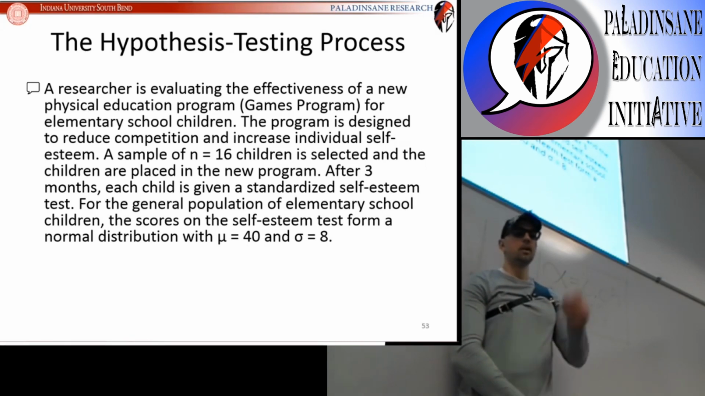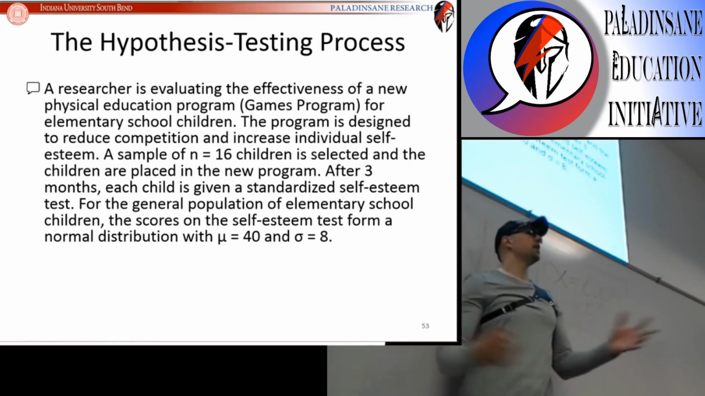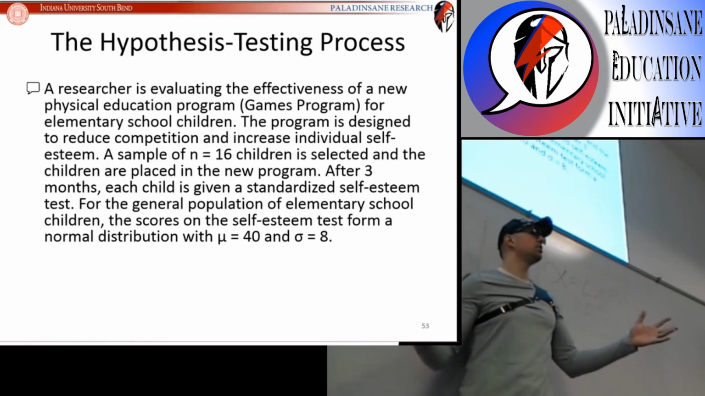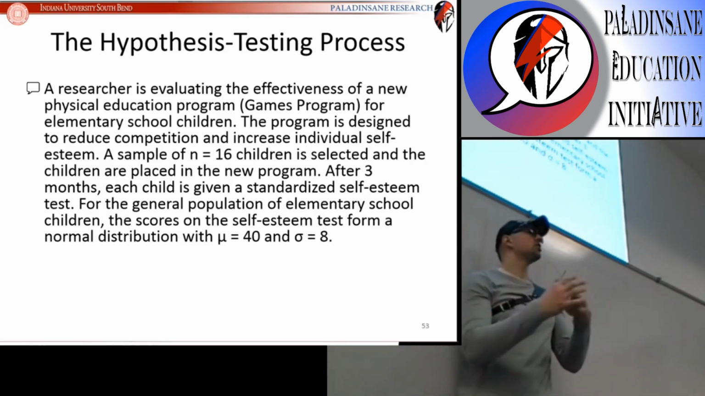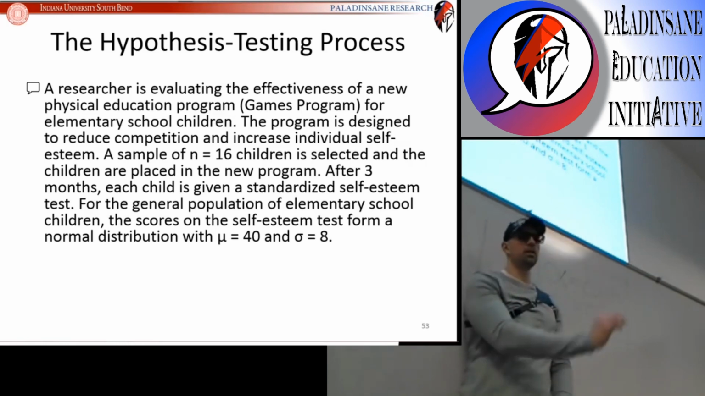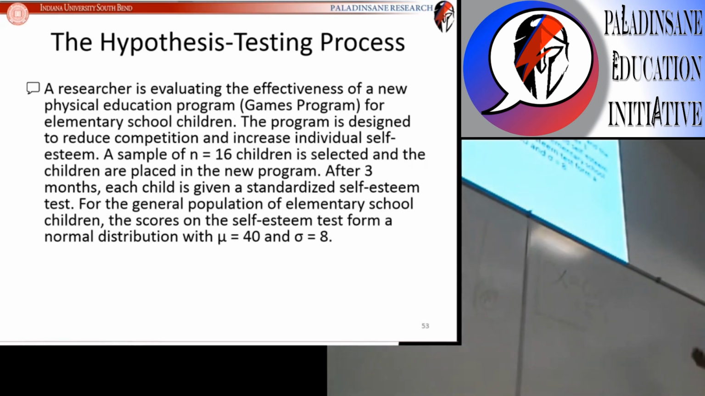self-esteem test. For the general population of elementary school children, the scores in the self-esteem test form a normal distribution with a mean of 40 and a standard deviation of 8. So this is our known population. This is a widely distributed test, like an IQ test, where the makers of the test have measured the population and know that their test has a mean of 40 and a standard deviation of 8. That's the population of elementary school students.